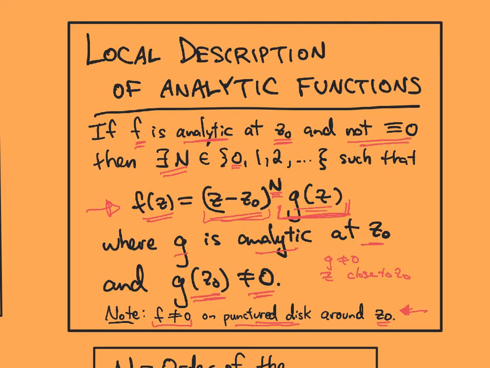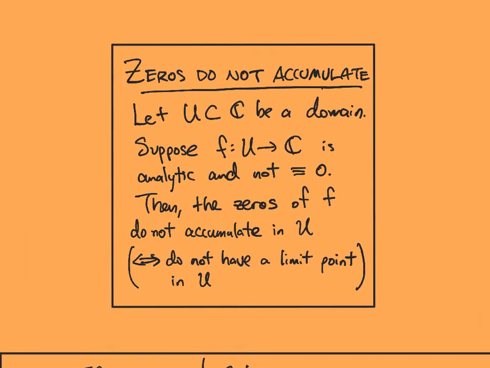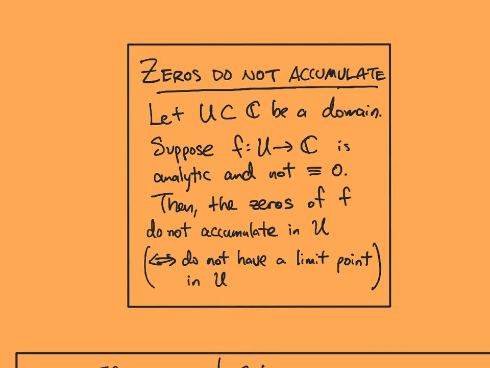We can say something a little bit stronger using the connectedness of the domain: that zeros cannot accumulate in a domain. So let U be a domain, and let f be analytic on that domain and not identically zero. Then the zeros of f cannot accumulate in U, so they do not have a limit point in U, meaning I cannot find a sequence of zeros inside of U that converge to a point in U. They have to go to infinity or go to the boundary of the domain.